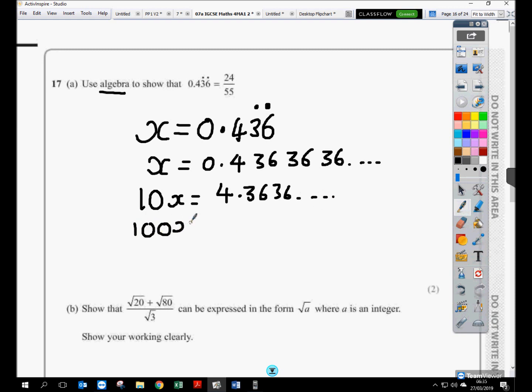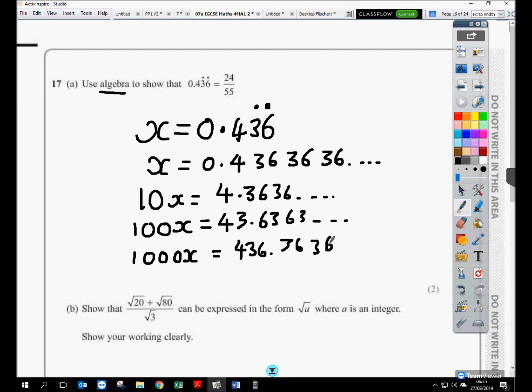If you times it by 10 again, we end up with 100x. So you end up with 43.63, 63, etc. And times it by 10 again, you get 436.36. Now this is the long version of this question because you don't always need all of these. In fact, you only need 2 of these. But when you practice many of these questions, then you realise which ones you need straight away.